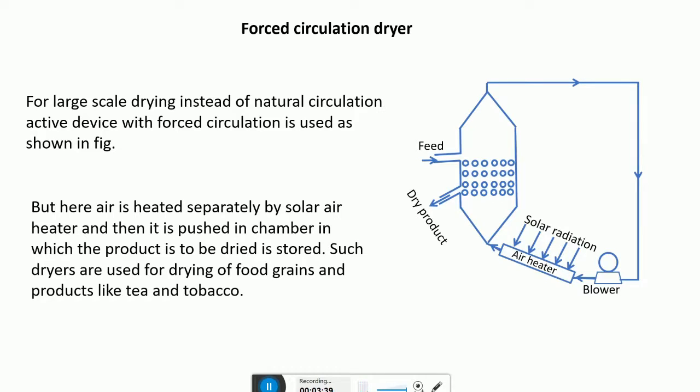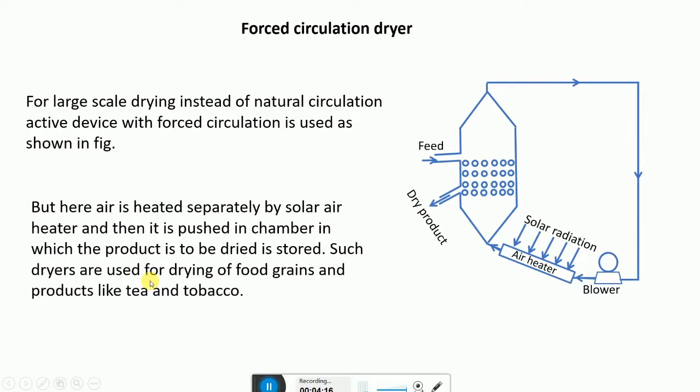The next one is a forced circulation dryer. For large scale drying, this forced circulation dryer is used instead of the natural circulation dryer, which is shown in the figure. But here air is heated separately by a solar air heater. First of all, solar radiation falls on this heater or air collector. Then it will be passed to this product.